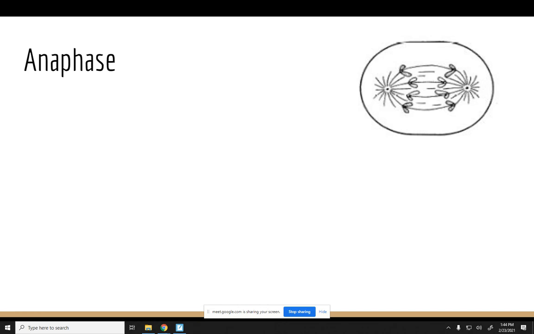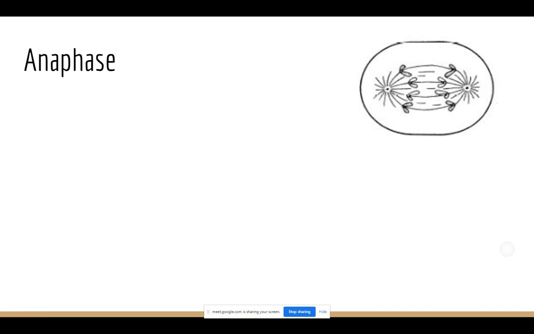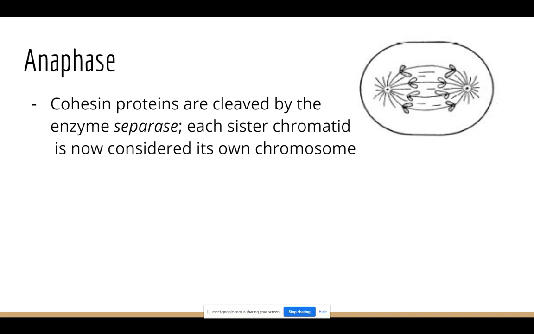In anaphase, you can remember A for away because the chromatids start to move away from each other. Those cohesin proteins that held the sister chromatids together are cleaved, sliced through by an enzyme called separase. It separates the two sister chromatids. And each sister chromatid, as soon as they're separated, is considered its own chromosome. When they're connected to each other, they're counted as one chromosome. As soon as they separate, they're considered two, okay?